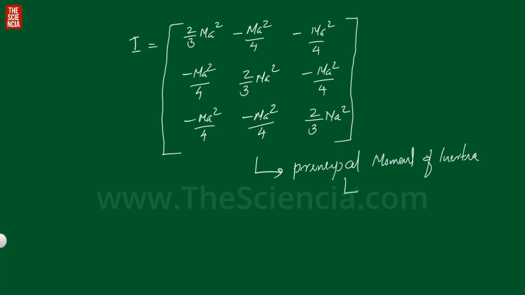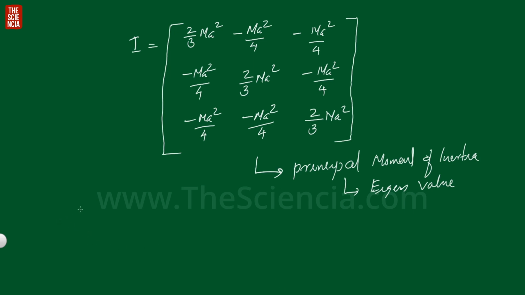We have to find out its eigenvalues, right? The eigenvalues of this matrix are the principal moments of inertia. Here I tell you one trick to solve this kind of matrices, because these matrices have some kind of symmetry. So this kind of matrix can be solved very easily. I tell you the trick.